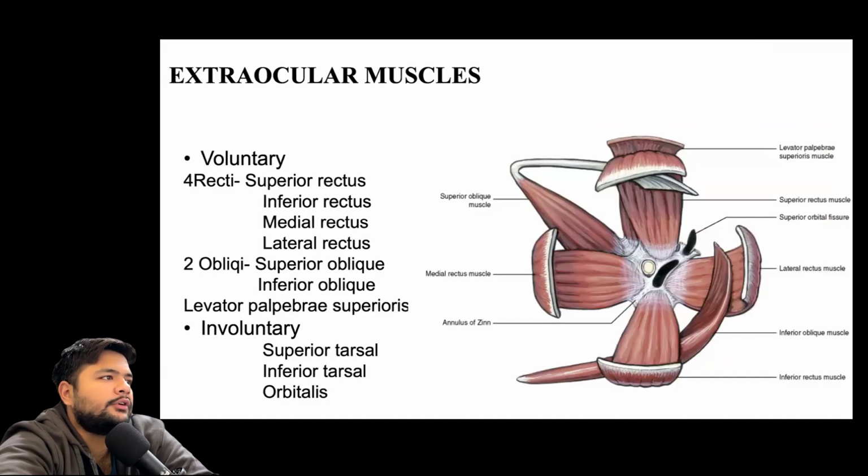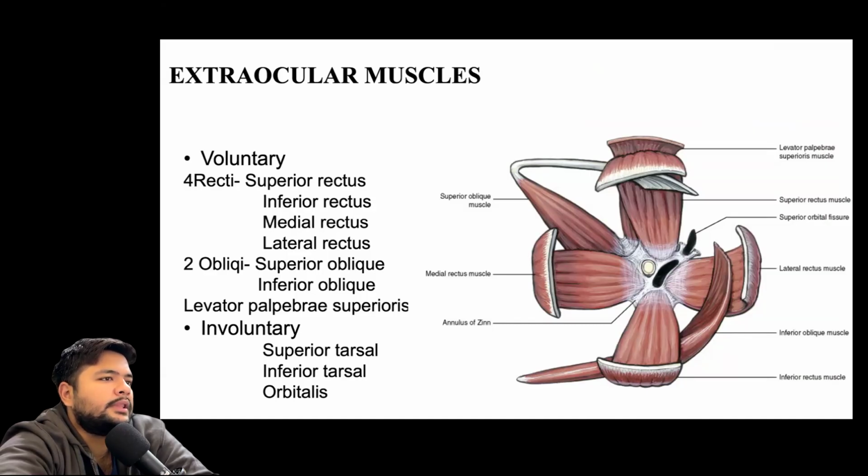Then coming to the extraocular muscles. So there are four recti and two oblique voluntary muscles and one levator palpebrae superioris muscle. The four recti muscles include the superior rectus, inferior rectus, medial rectus, and lateral rectus. The two oblique muscles are the superior oblique and inferior oblique. The involuntary ones include superior tarsal, inferior tarsal, and orbitalis.